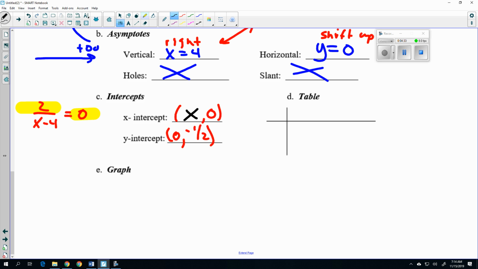So we're going to sketch a graph. And we made a table when we did polynomials, so we're going to think about making a table. Vertical asymptote is, I'm going to put those in red, x equals 4.